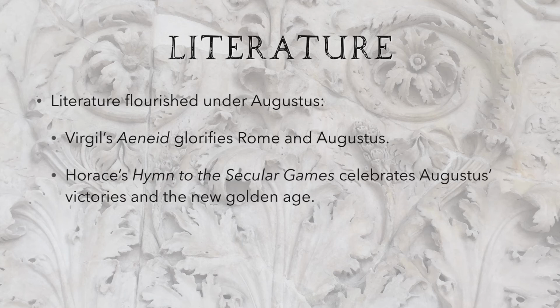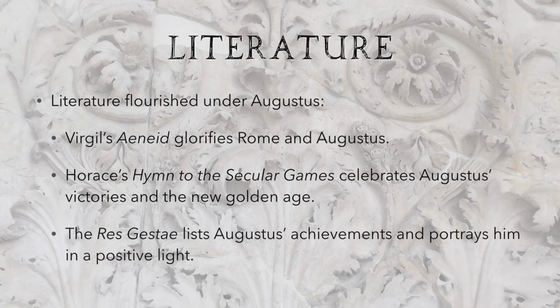Horace, a poet associated with Augustus's close friend Maecenas, wrote a number of poems, including a hymn which commemorated the secular games. And these games, remember, were to celebrate Augustus's victories and symbolize the beginning of a new golden age.